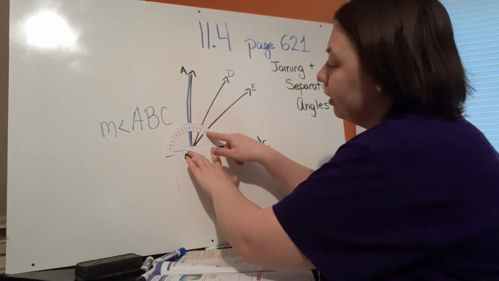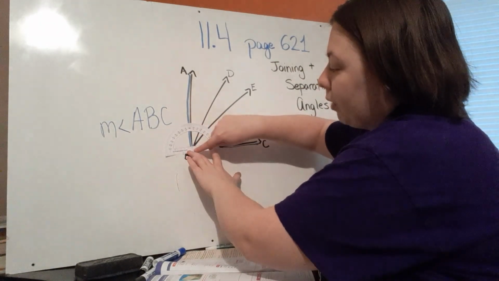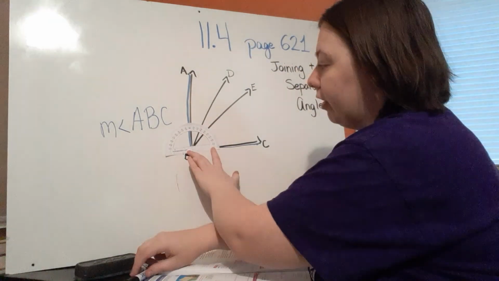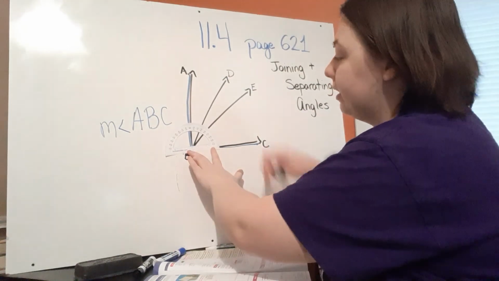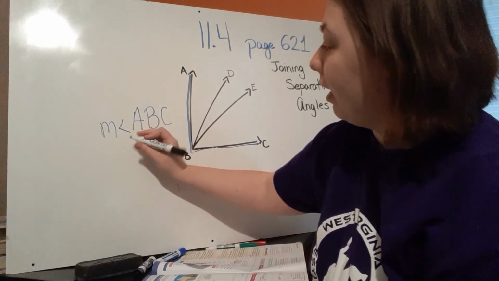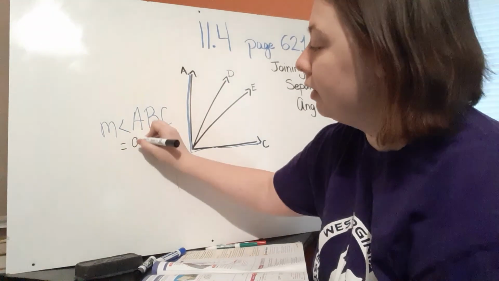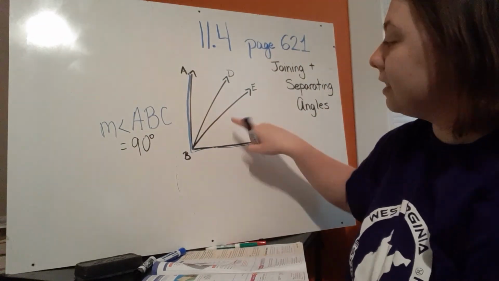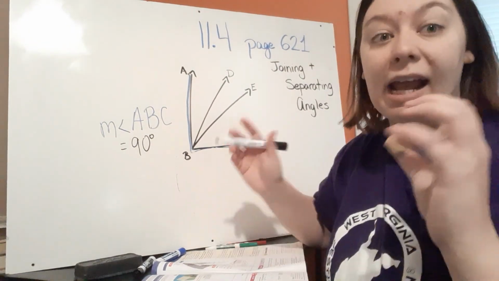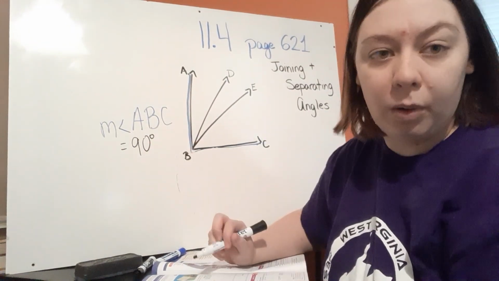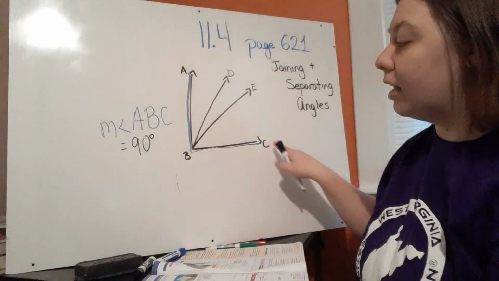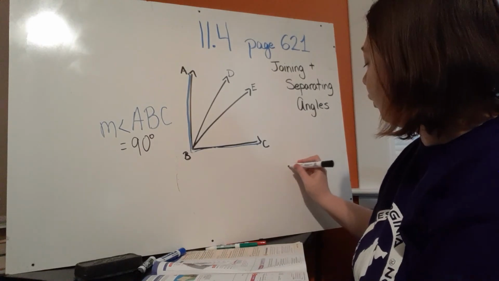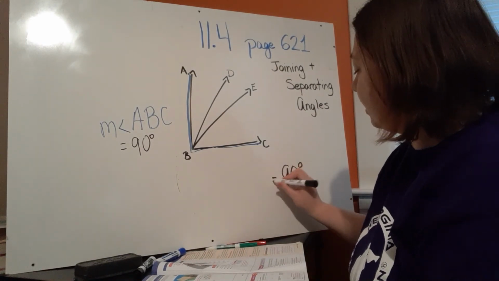Now I want to look where my ray BA falls on my protractor. And it actually falls at 90 degrees. So the measure of ABC is 90 degrees. So all of these smaller angles, when I add them up, they have to equal 90 degrees because that's the big picture. That's our big angle here. So whatever we're adding together should equal 90 degrees.